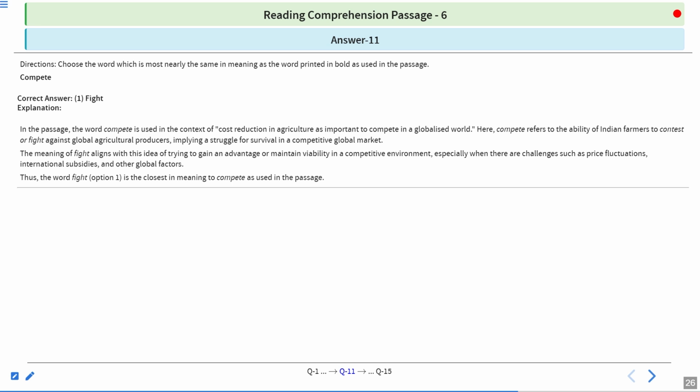Here, compete refers to the ability of Indian farmers to contest or fight against global agriculture producers, implying a struggle for survival in a competitive global market. The meaning of fight aligns with this idea of trying to gain an advantage or maintain viability in a competitive environment, especially when there are challenges such as price fluctuations, international subsidies, and other global factors. Thus, the word fight, option 1, is the closest in meaning to compete as used in the passage. I hope you understood.